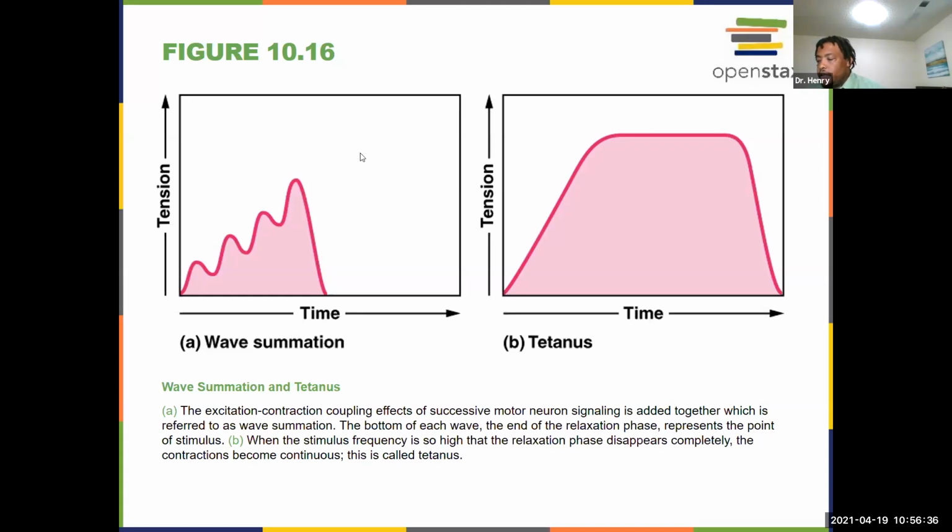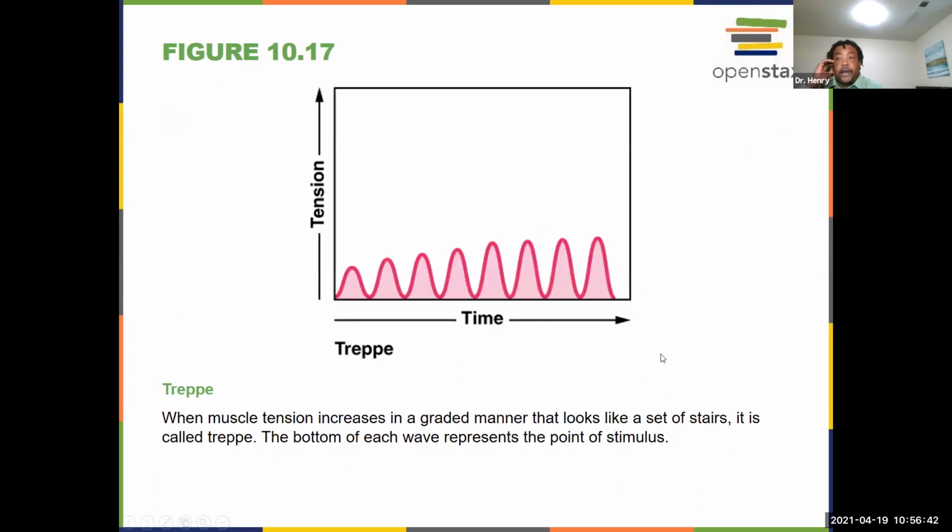So there's another process. It's called treppe, and it's like a staircase where you're getting a little stimulation, and it drops all the way down. Relax. Then a little stimulation, relax. A little stimulation, relax. A little stimulation and relax. Okay. So in that case, it's just up and down, right?